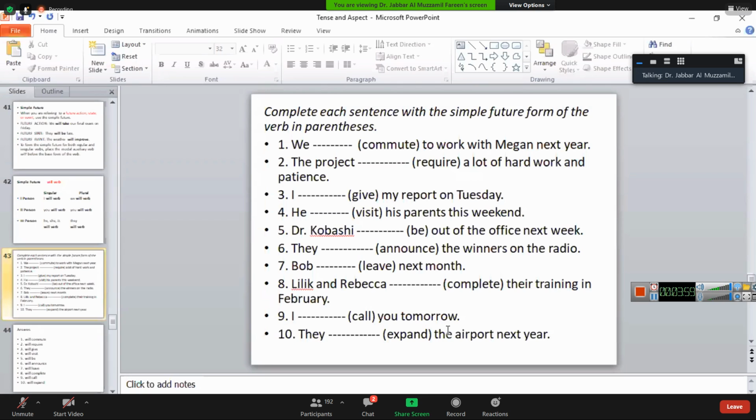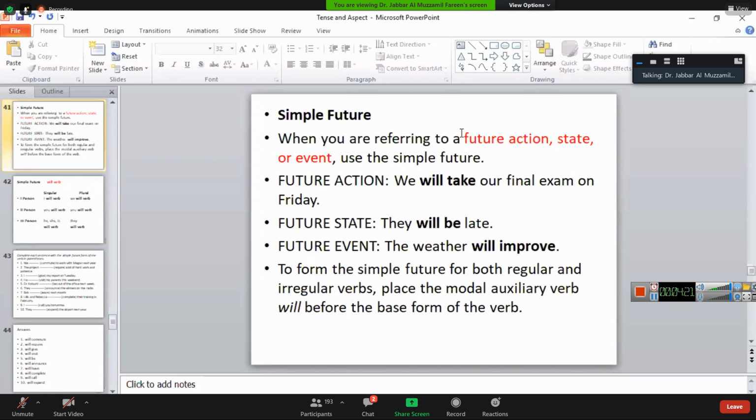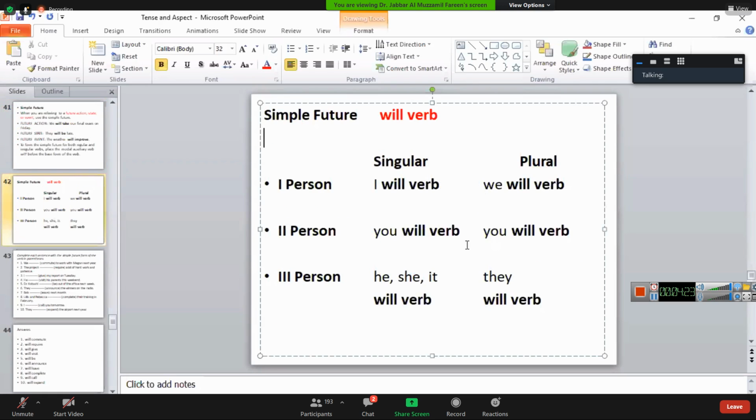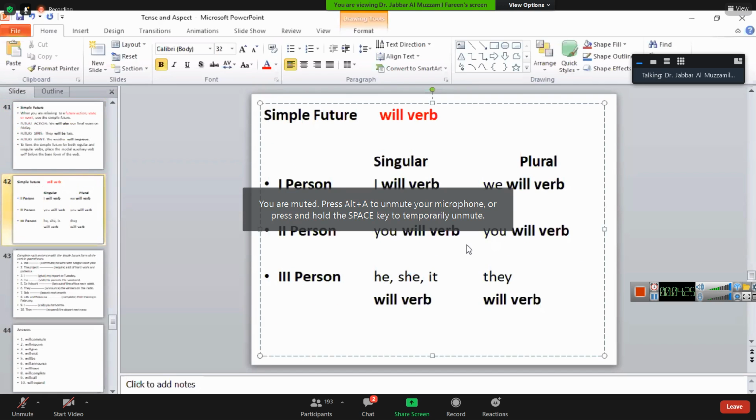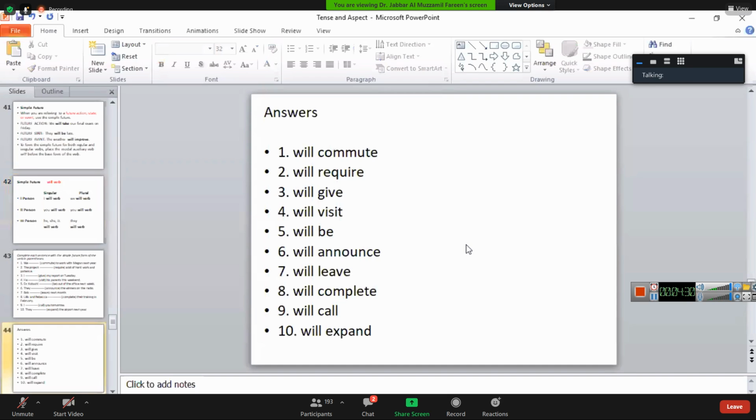So in the future tense, you may not have any problem, because you don't have any problem with the aspects in singular or plural. Irrespective of first, second or third person, you can see you have the common will plus verb as the key term. The same you can see here for the future progressive also.